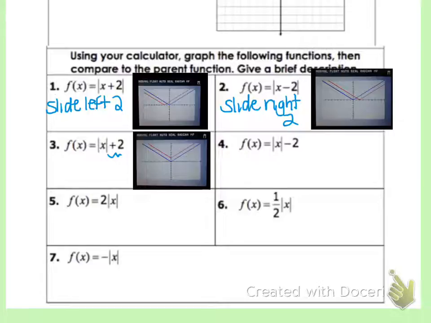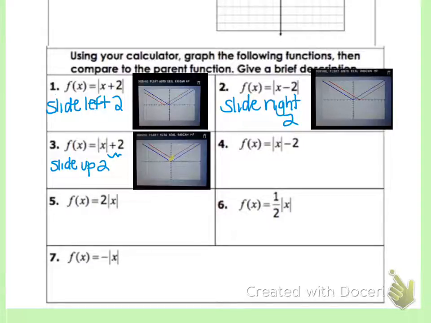Now notice on this one that the red graph, which is the new graph, is actually slid up. And if you look closely, you can see it slid up 2 units, which is the significance of that plus 2 being outside the absolute value, not directly changing x inside the absolute value. This, in effect, just took the whole graph and slid it up 2. And so this was a slide up 2.